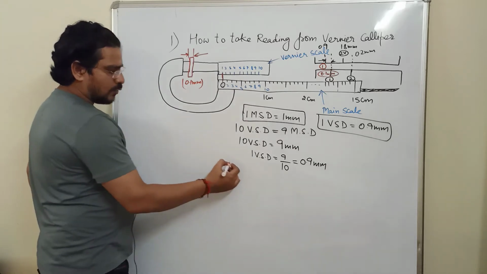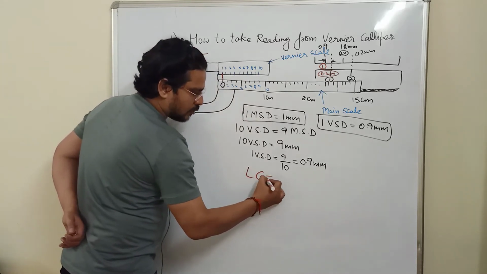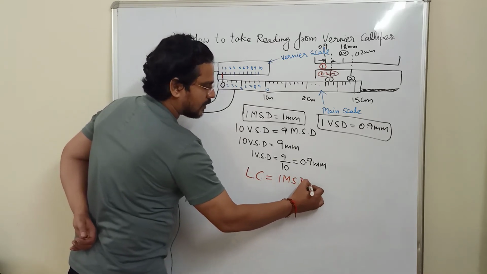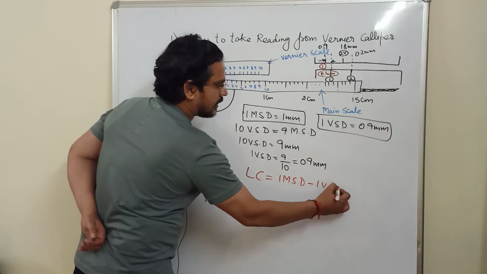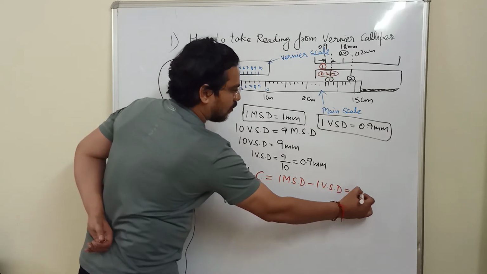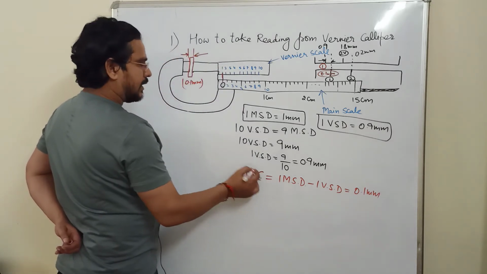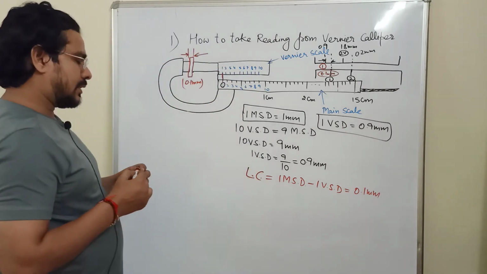Hence the least count of the vernier caliper is also written as 1 MSD minus 1 VSD, that is 0.1 mm. It is the minimum least count. It is the minimum reading which a vernier caliper can take.